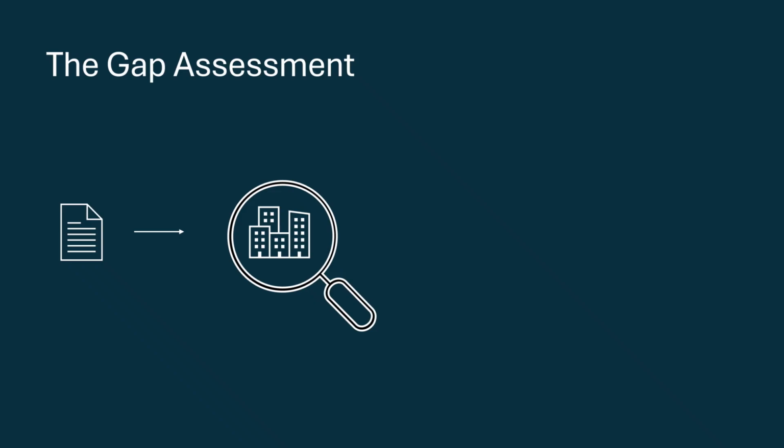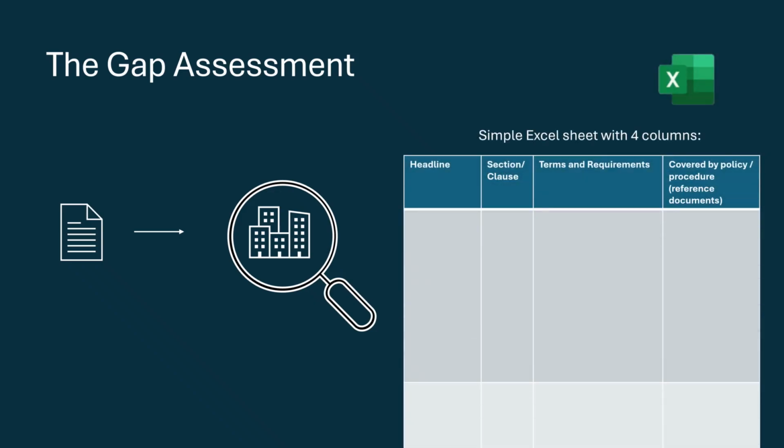To begin the basic gap assessment, we will use a simple Excel sheet with 4 columns: 1. Headline, 2. Section, Clause, 3. Terms and requirements, and 4. Covered by policy and procedure, providing the reference documents.